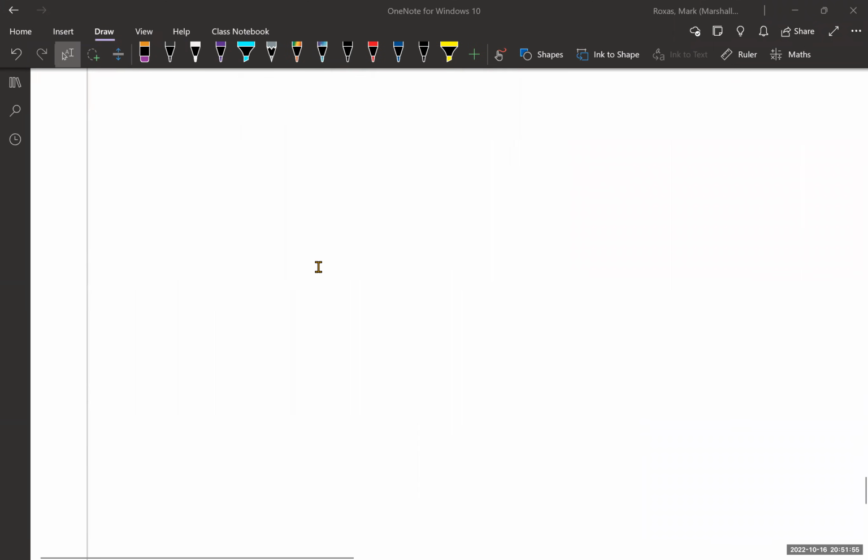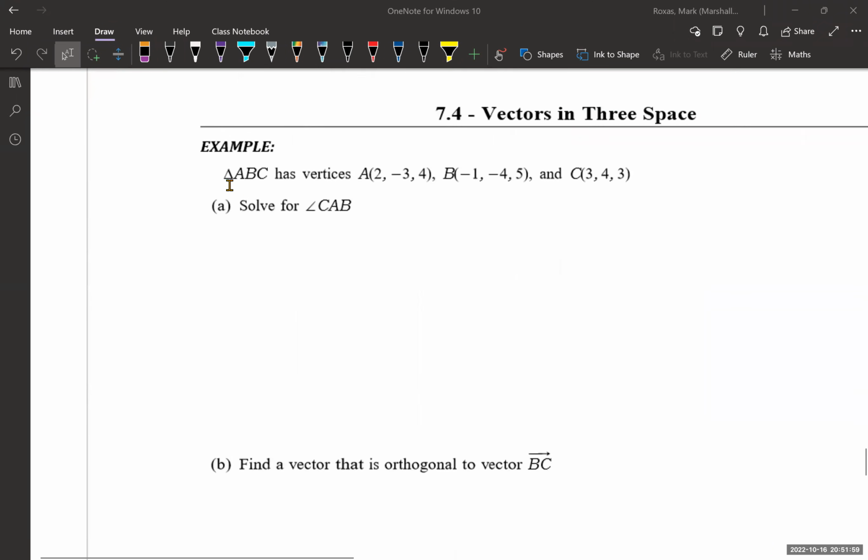So let's look at another problem, last one. What if we are solving a question like this? So here we have a triangle ABC. It has vertices of A, B, and C in coordinate form. These are not vectors, these are coordinates. Can we find angle CAB, meaning the angle formed by joining from C to A to B, so in other words, angle A? Can we find that angle?